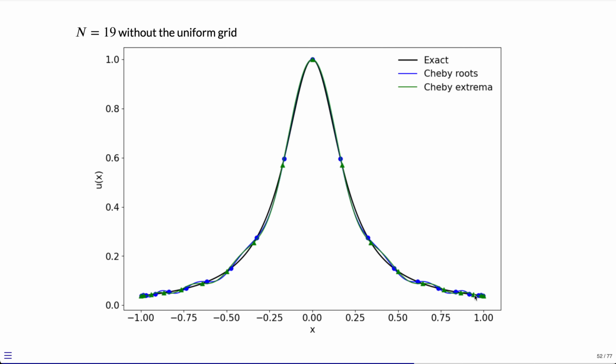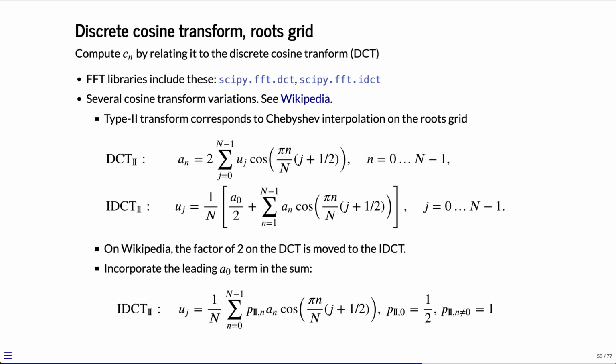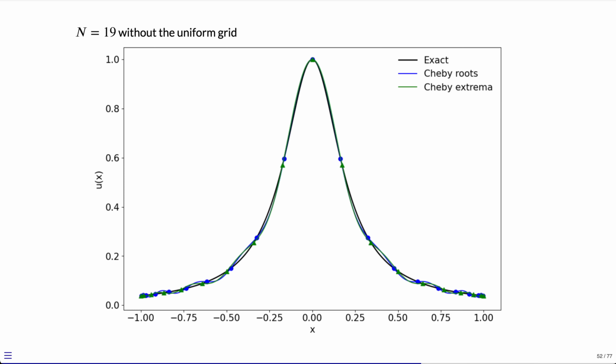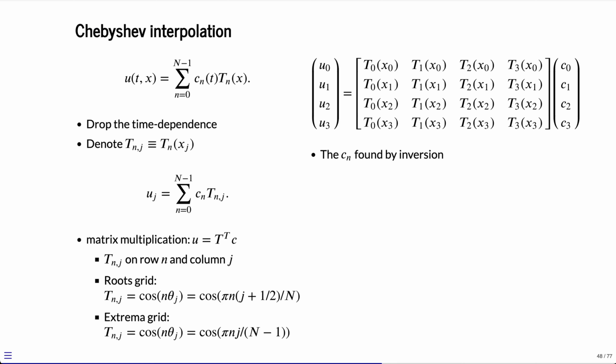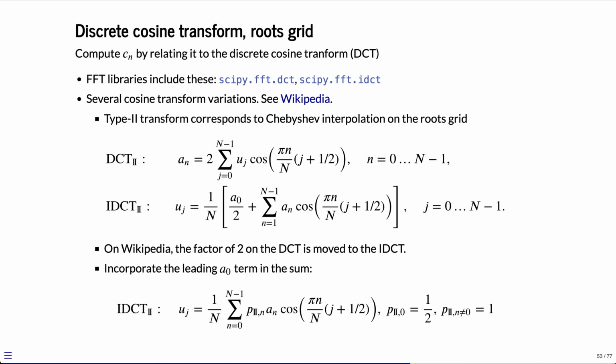Okay, now we could do all of this if we're just looking at interpolation. We can do it explicitly as shown, but we can relate these functions to the discrete cosine transform, and we'll do that here on the roots grid and then also show it on the extrema grid. So we can compute the coefficients, the Cn, by relating it to the discrete cosine transform. And the FFT libraries include these: scipy.fft.dct and idct.